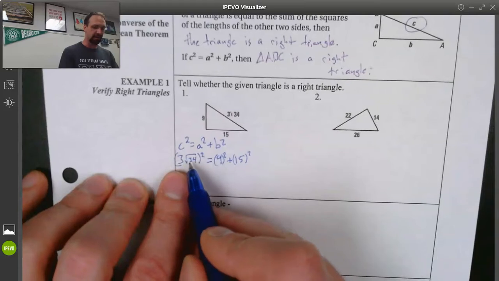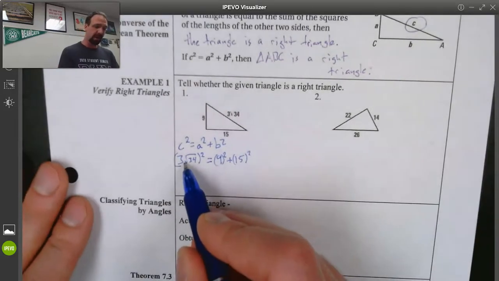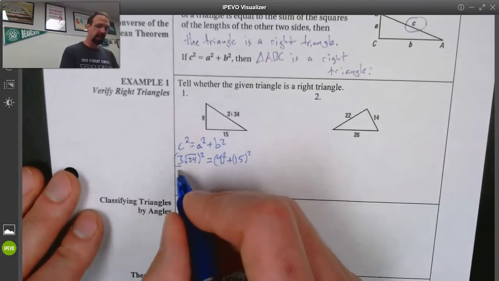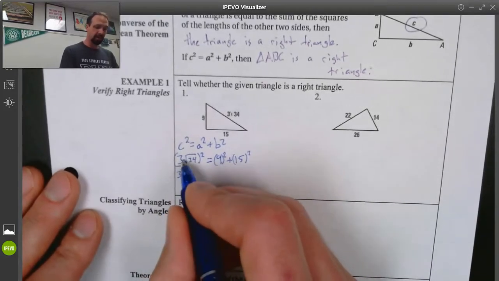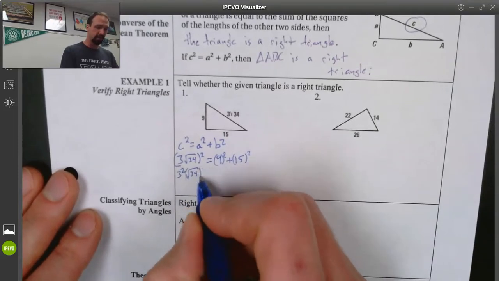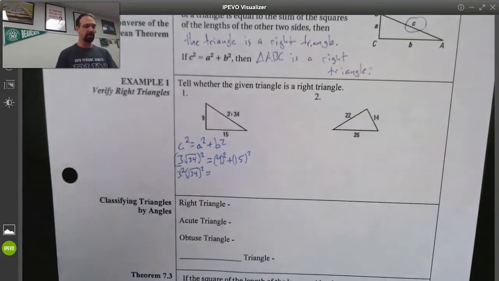Notice I didn't even try to simplify square root of 34. I just left it as that. And the reason why is because when we take a number, for example, 3 square root of 34 squared, we take both this part, so the coefficient 3 squared, and the radical square root of 34 squared. And then I'm going to go ahead and just grab my calculator and do these other ones.